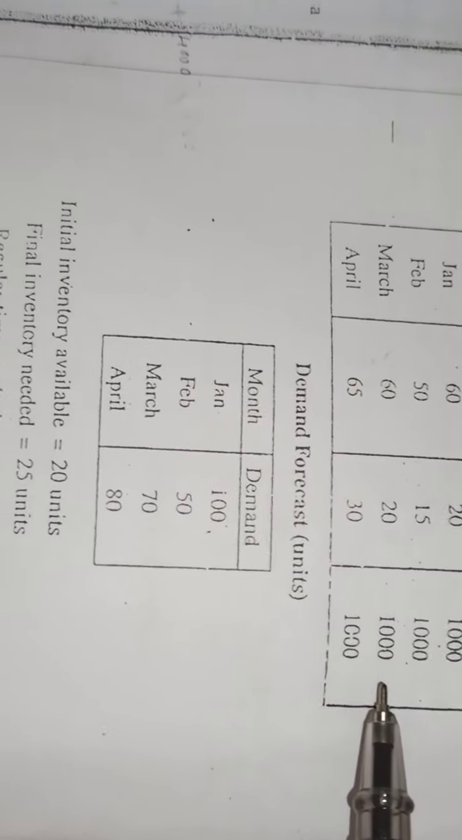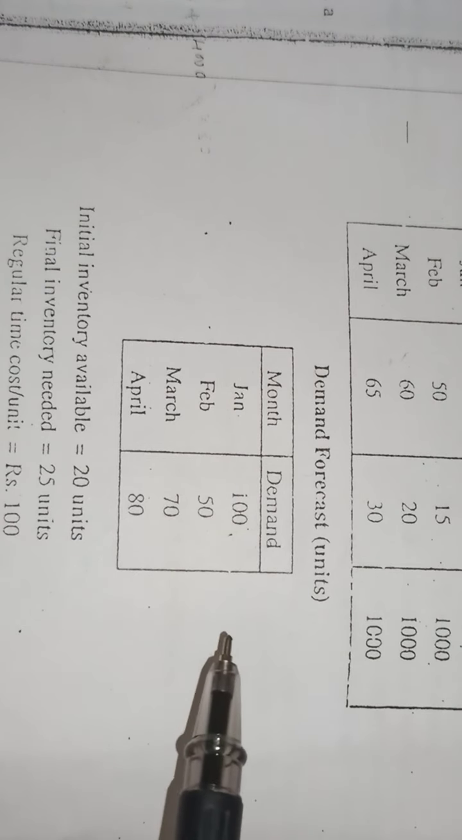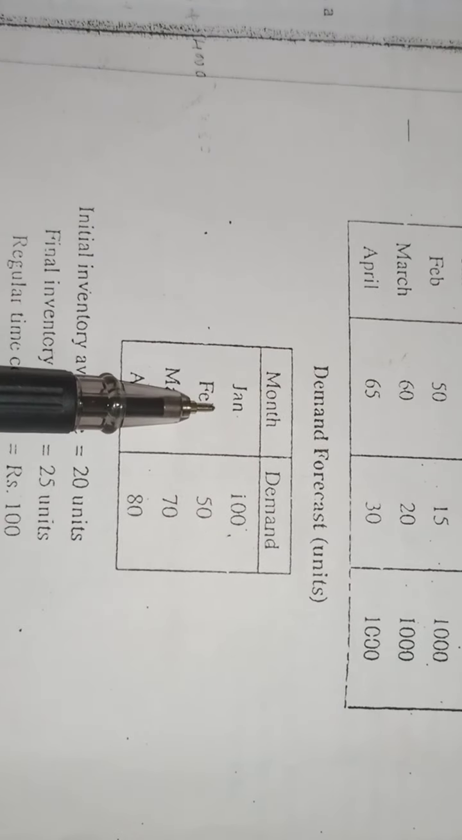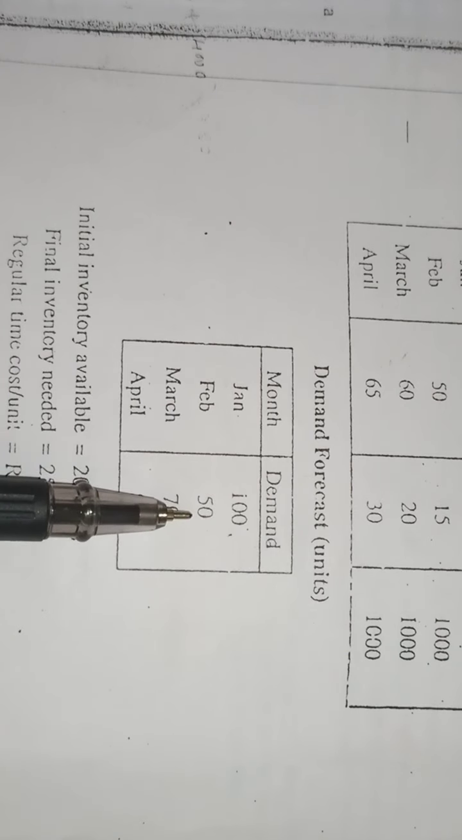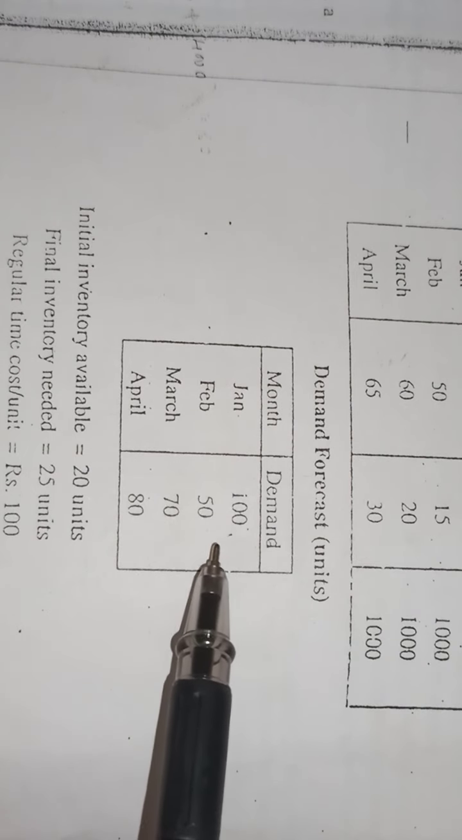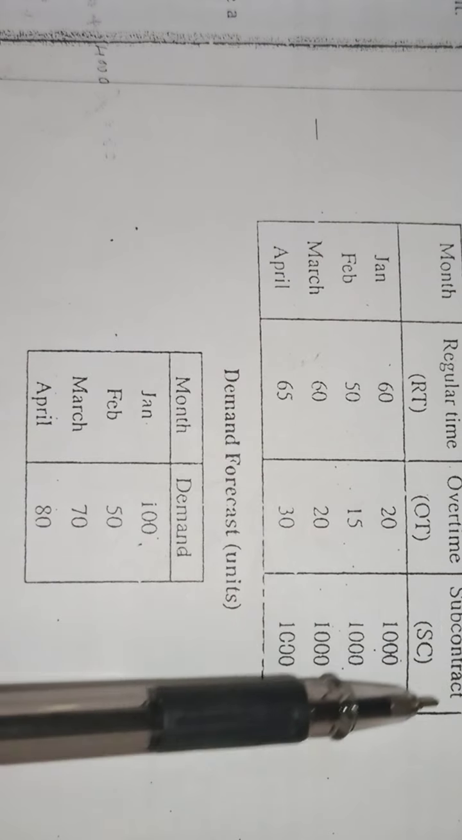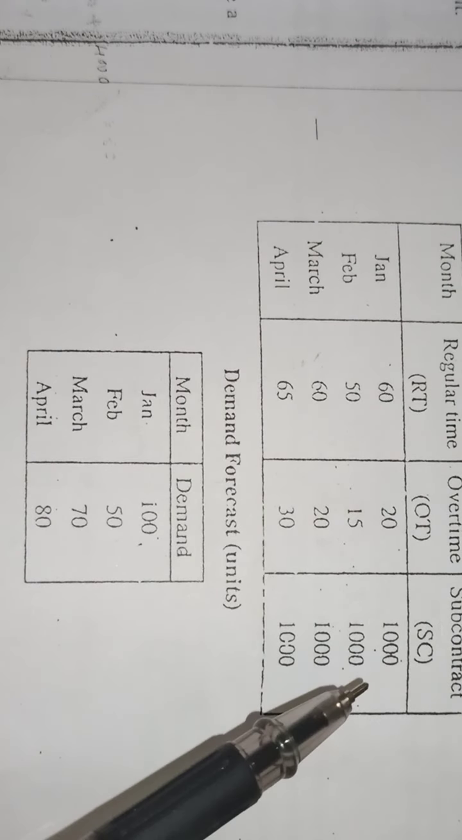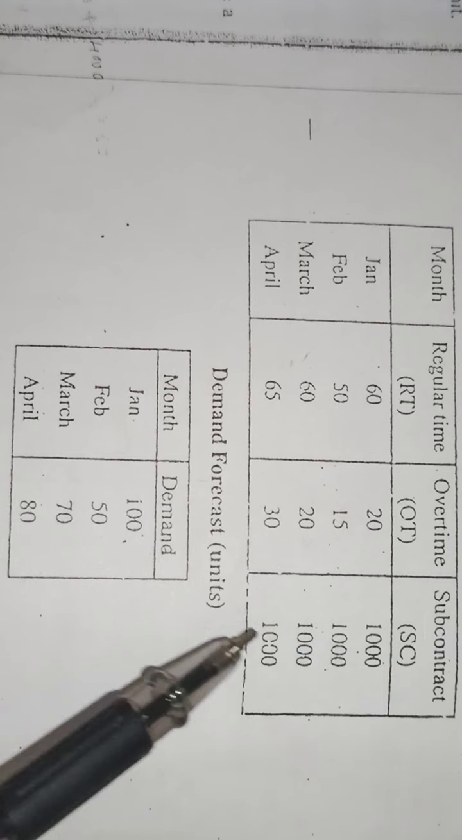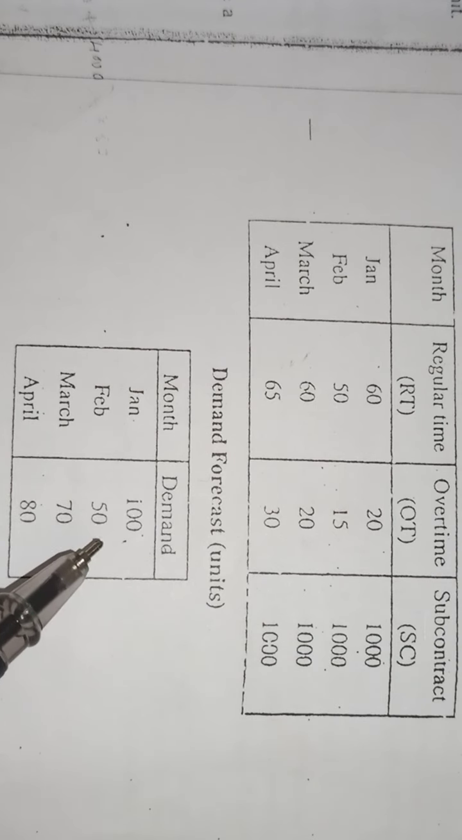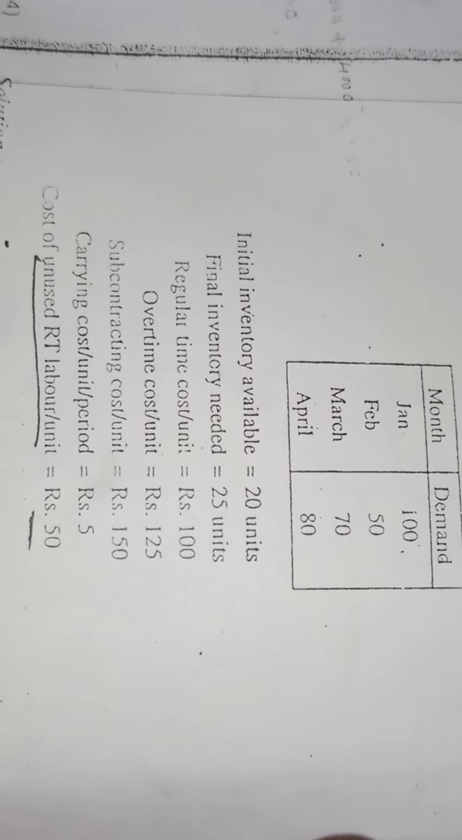So in the next table you can see the demand for those 4 months. In January demand is 100, February is 50, March is 70, April is 80. So to meet this demand we have to use the above table that shows the supply, how much quantity we can supply in a particular month to meet the demand in that month, right? So by seeing this supply capacity as well as the demand, some data they have given.